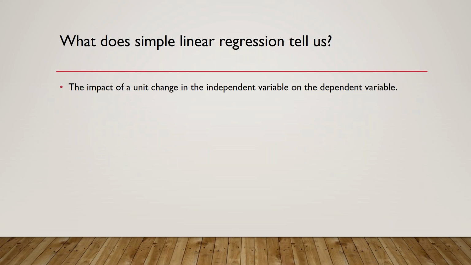So what does simple linear regression or multiple linear regression really tell us? Well, it's basically looking at the impact of a unit change in the independent variable on the dependent variable. So for instance, if you wanted to know how different levels of self-efficacy were related to job satisfaction, and we got a coefficient of 0.6023, we would know that for every unit increase in self-efficacy, job satisfaction would then increase by 0.6023.